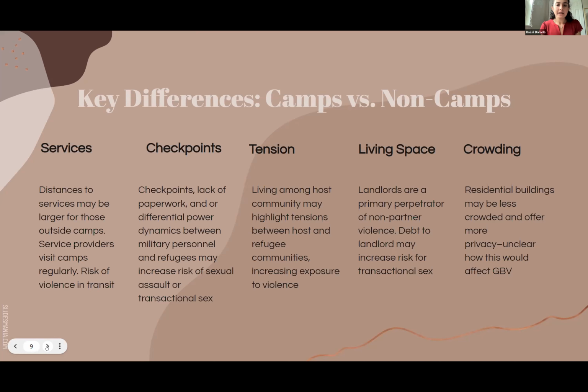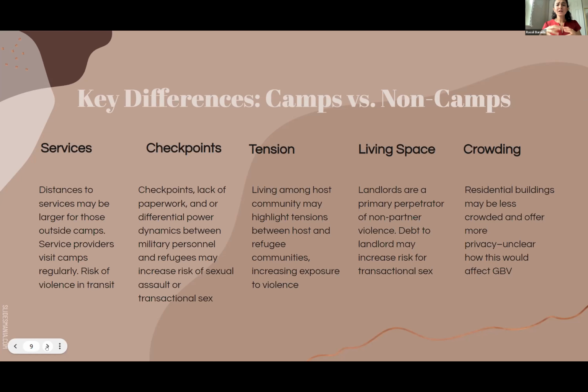And that specifically increases risk of GBV for Syrian refugees, but not necessarily Palestinian refugees, because they have different legal statuses. And then the tension between the host community and refugee community is cited actually as a primary driver for GBV by some adolescents in a study by Susan Bartel et al. And so living among host community may actually highlight tensions between these two communities, increasing exposure to violence, or at least causing differential power dynamics, which we all know increases the risk of violence.